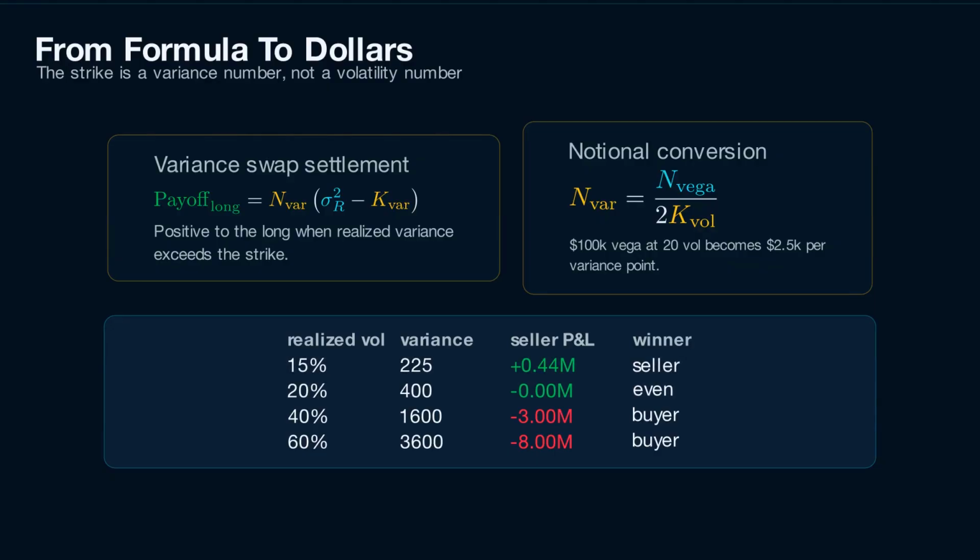If realized volatility is 15%, realized variance is 225, and the seller receives about $437,000. At 20%, the trade breaks even. At 40%, the seller pays about $3 million. At 60%, the seller pays about $8 million. That table is the whole economic story.